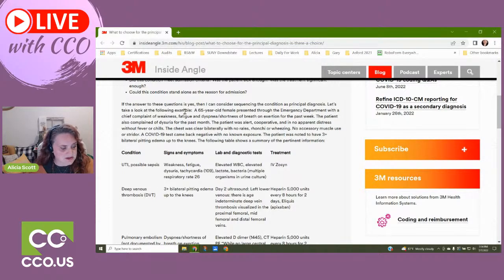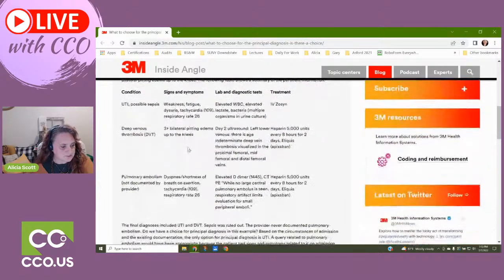No accessory muscle use, no stridor. So, in other words, they're ruling out everything for a lung condition. And then her COVID-19 test came back negative. She had no known exposure. And she was noted to have +3 bilateral pitting edema up to the knee. Okay, now that takes you down a different avenue. So, the lungs are kind of okay. Something's happened with the heart. The following table shows a summary of pertinent information.